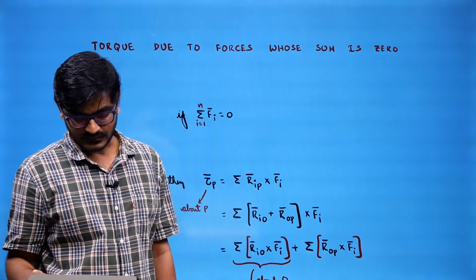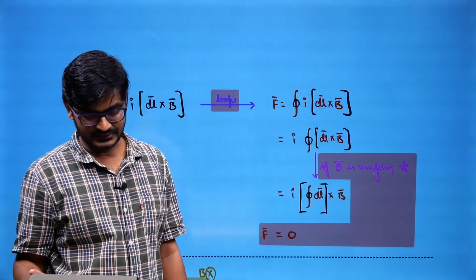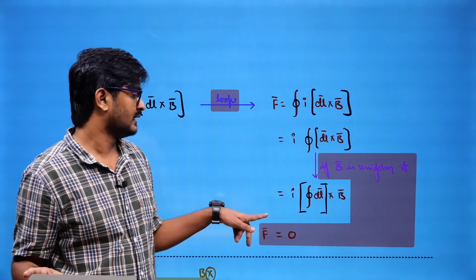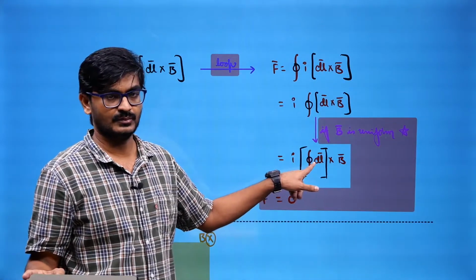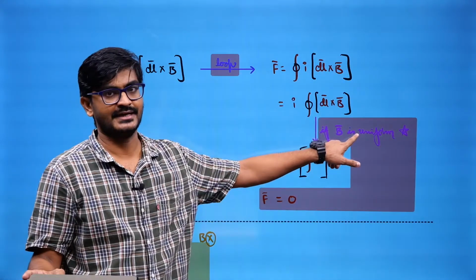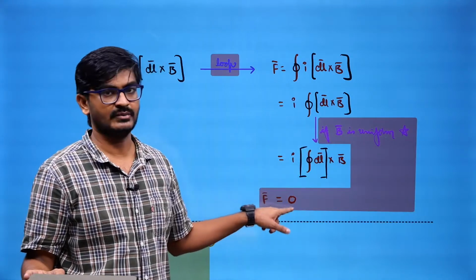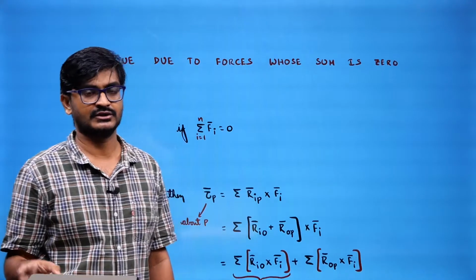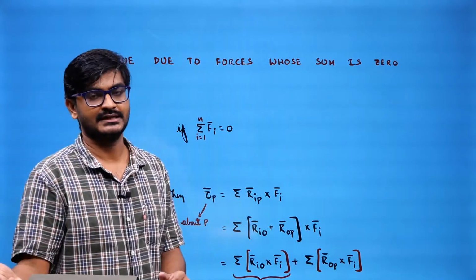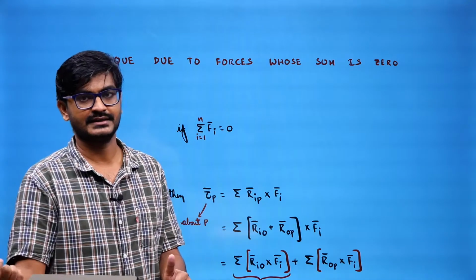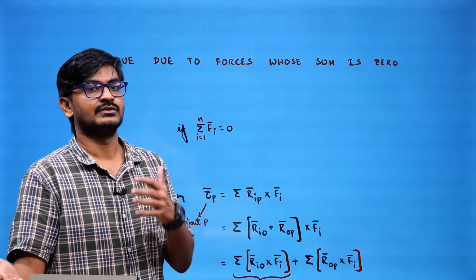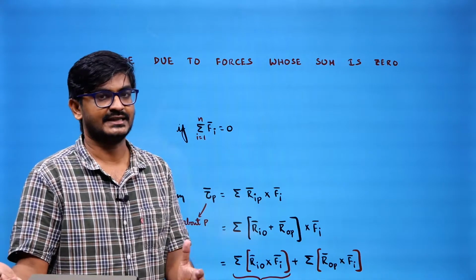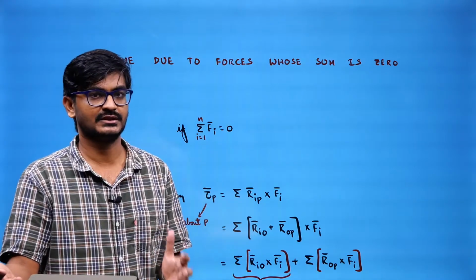Now what we have seen here: when you keep a closed current carrying loop in a uniform magnetic field, the net force is going to be 0. But we know that torque is m bar cross B bar, where m bar is the magnetic moment of the current carrying loop, right? But the torque is about which axis? We never mentioned which axis the torque is about.